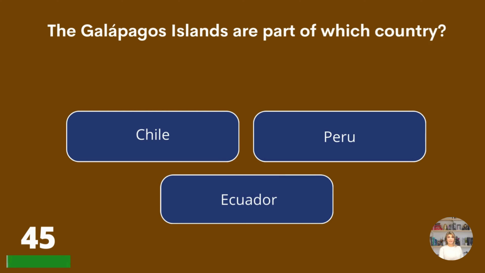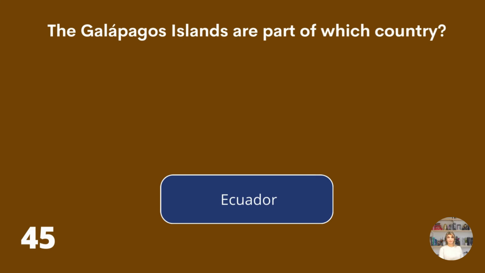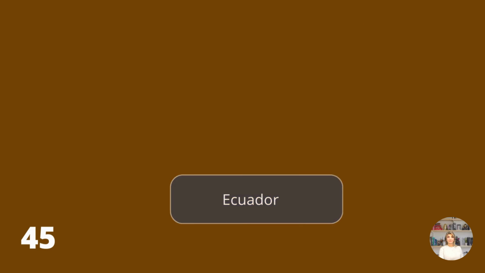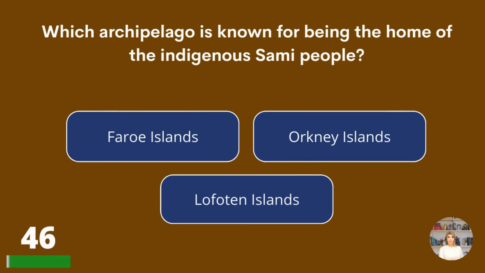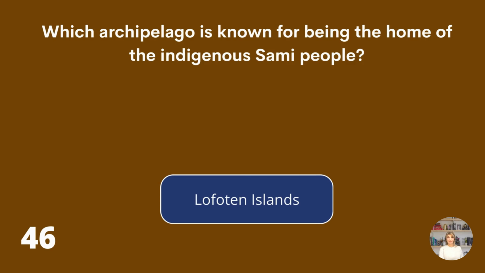The Galapagos Islands are part of which country? Chile, Peru, or Ecuador? Ecuador. Which archipelago is known for being the home of the indigenous Sami people? Faroe Islands, Orkney Islands, or Lofoten Islands? Lofoten Islands.